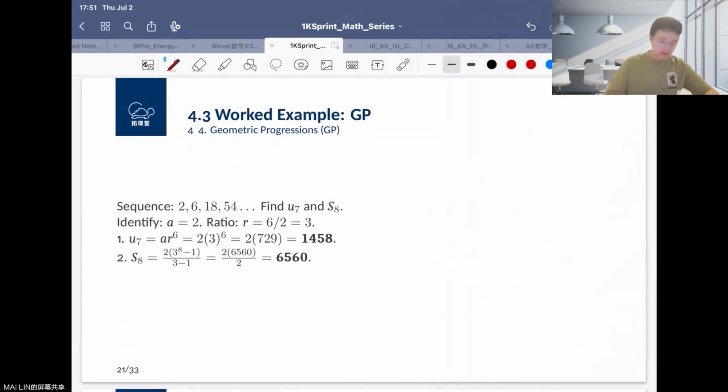Here, if we have the sequence 2, 6, 18, 54, find the seventh term, the first 8 terms, and the sum of it. So U7 equals ar to the power of 6. Remember that Un equals a times r to the power of n minus 1.